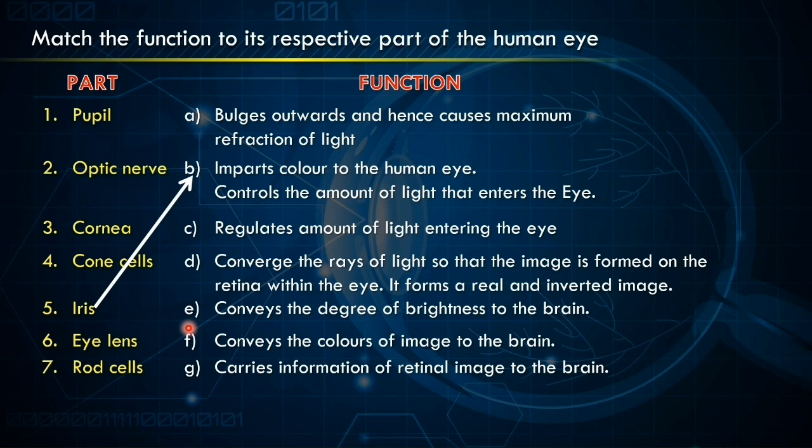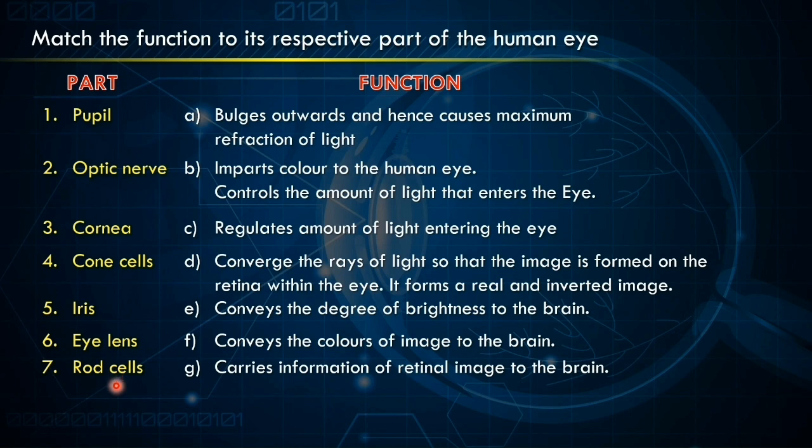Next eye lens, it's very easy. Option D is the correct match. It converts the rays of light so that the image is formed on the retina within the eye. And there it forms a real and inverted image. Clear everyone? Alright, last one.